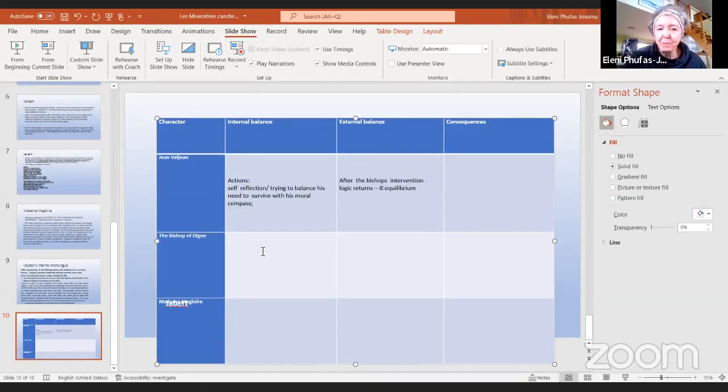I would say that the bishop displays a very platonic, if I can use that word, equilibrium of his nature. I mean, he is what he is. He believes in what he does. He has no second thoughts. And so he displays an internal balance of equilibrium of the Platonic type. Is that what others see as well? Yes.